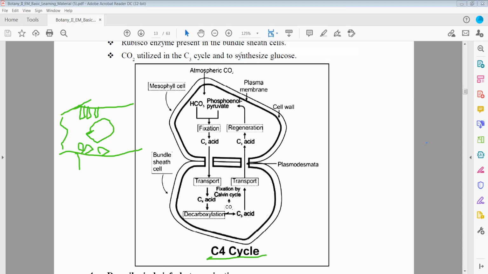So now I will draw the mesophyll. This is the vascular bundle, and surrounding it a sheath is present. This is called the bundle sheath, which was discovered by the scientist Kranz. Hence, it is called Kranz anatomy. Now imagine, this is the bundle sheath cell, and this is the mesophyll cell.